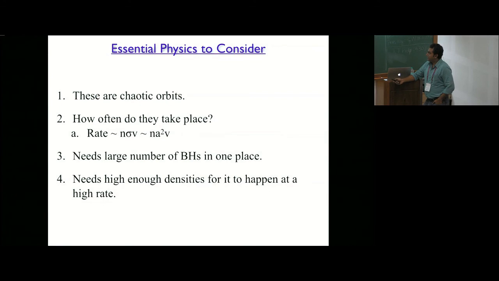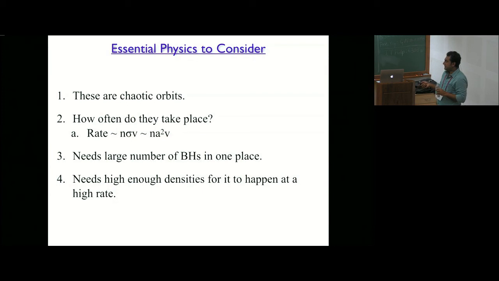The other thing that is important, so you need to keep doing it, right? One encounter will harden the binary a little bit. It may or may not be sufficiently hard to merge. So you need to keep doing it. And the rate of such encounters depends on something called n sigma v. In tutorials, we will explore these kind of rate calculations.